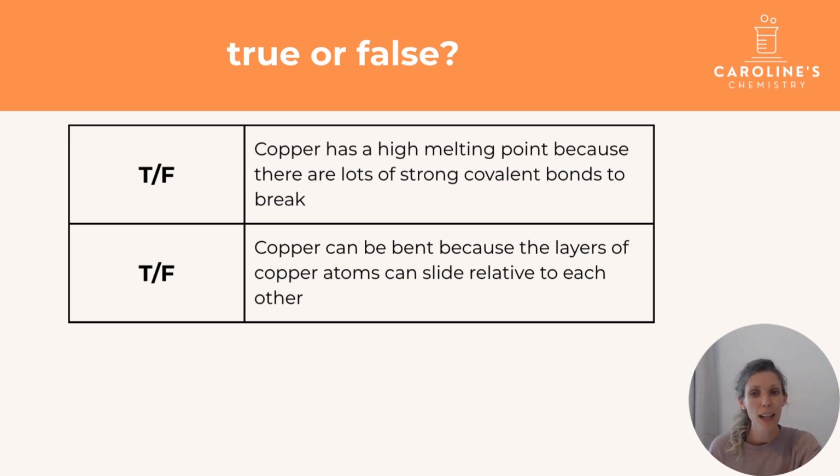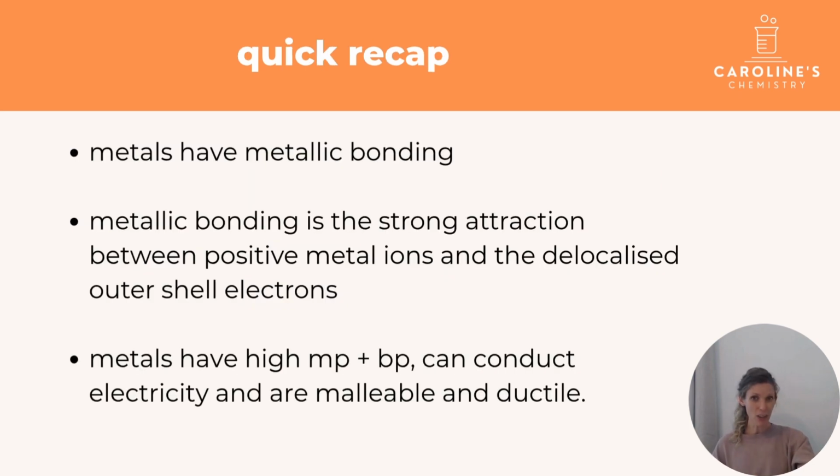Okay, let's sum up. We've said that everything that is a metal on the left-hand side of the dividing line of the periodic table has metallic bonding. That metallic bonding is a strong attraction between positive metal ions and the delocalized outer shell electrons. We've also covered properties: they have a high melting point and boiling point, they can conduct electricity because of those delocalized outer shell electrons, they are insoluble in water, they do not dissolve, but some do react, and they can be bent into shape, malleable, and drawn into wires, ductile.